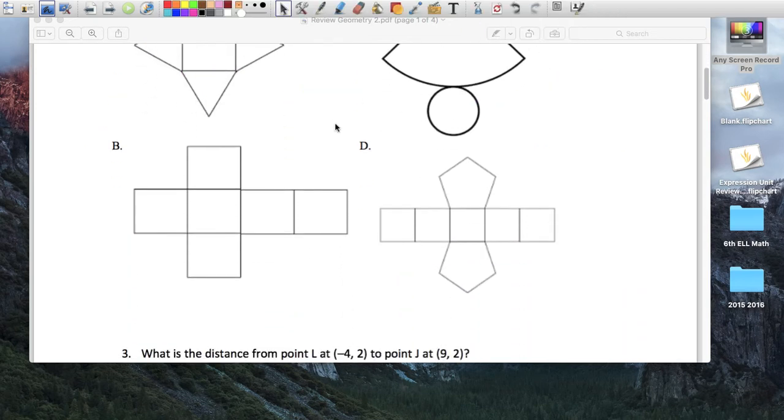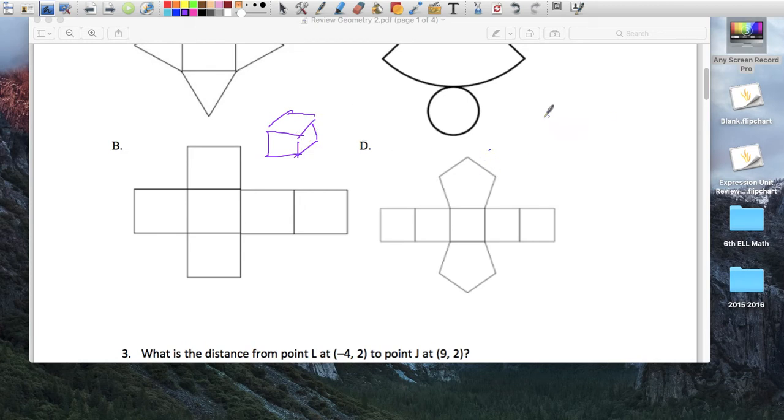Here, this one, if you notice, they're all squares. So the only shape this can make, if you fold this side, fold this side, is a nice little cube where all the faces are squares.